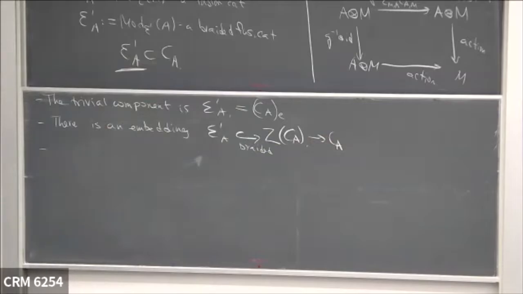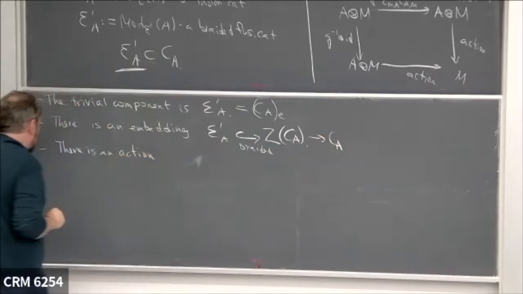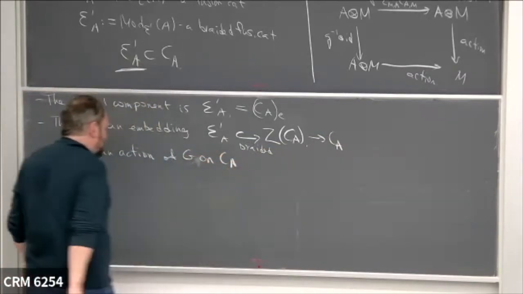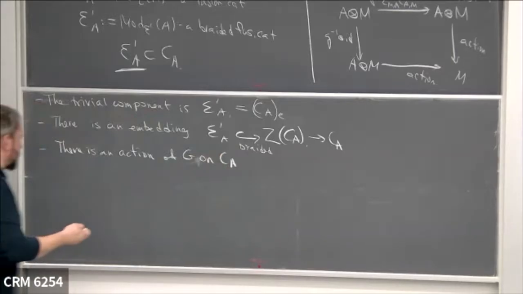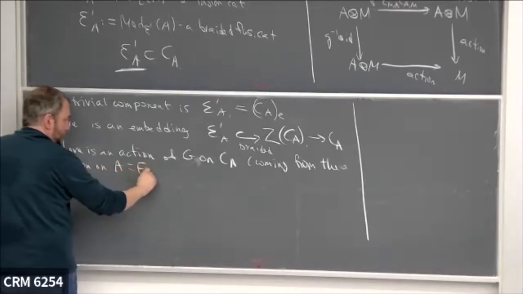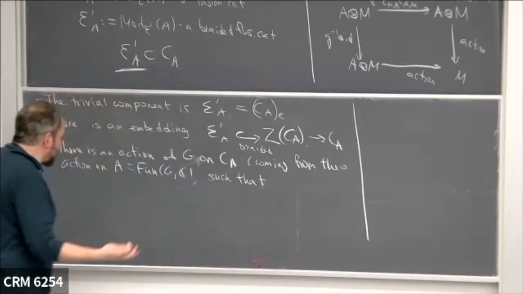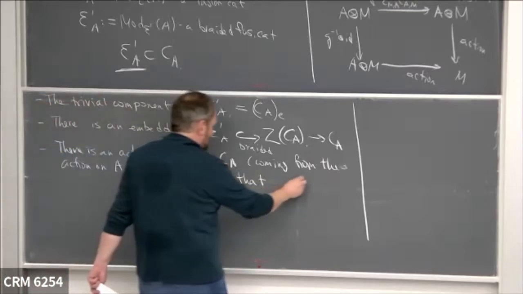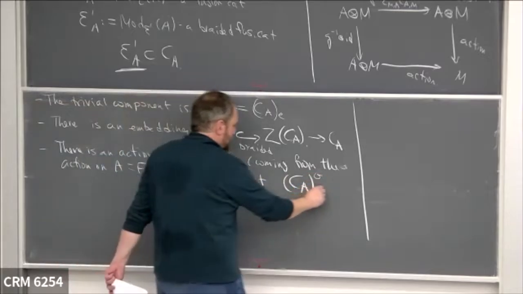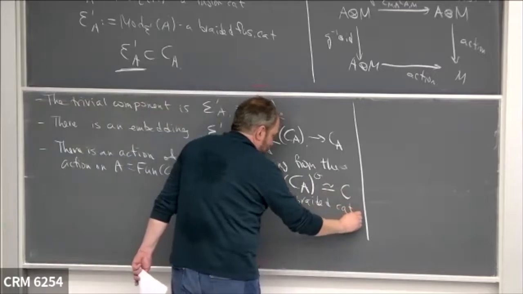Finally, there is an action, and some of these things I mentioned yesterday. There is an action of G on C_A, again coming from the action on A, the function algebra. Once there is an action, there is an equivariantization. So you can take the equivariantization, and the equivariantization is equivalent to C as a braided category.